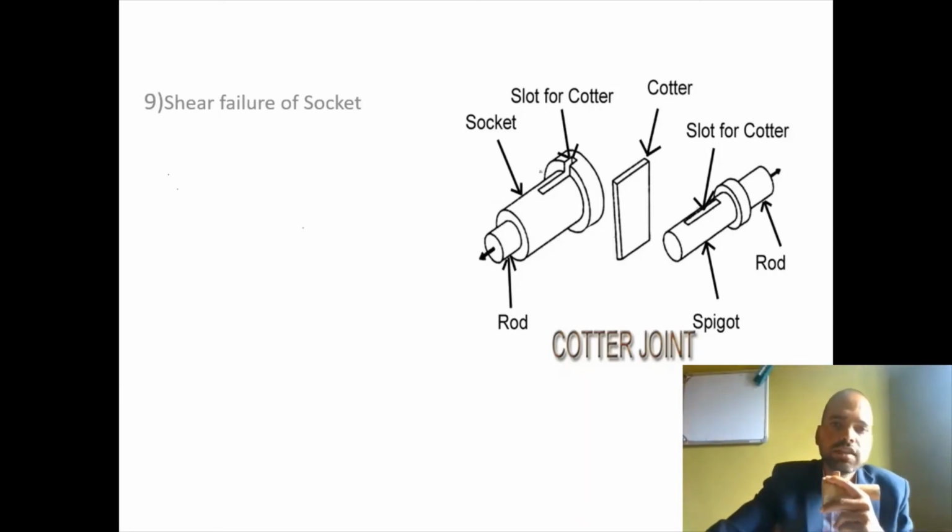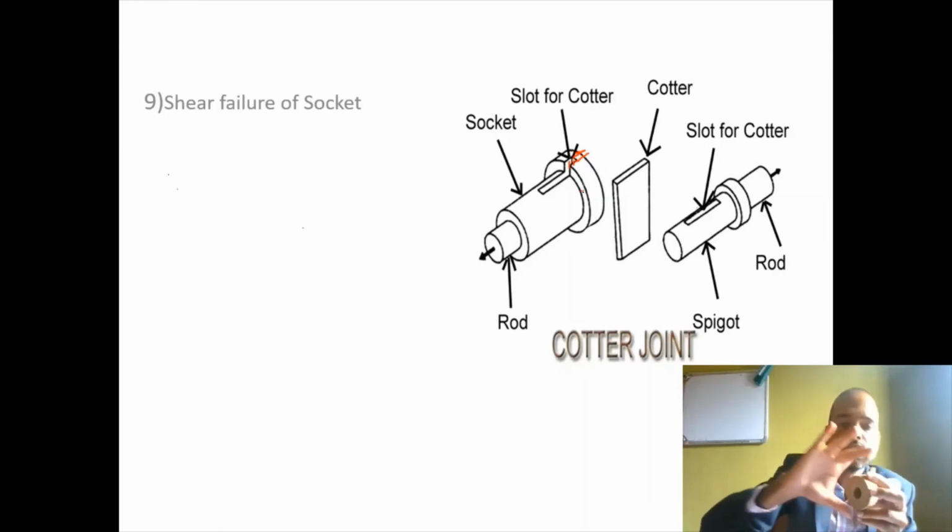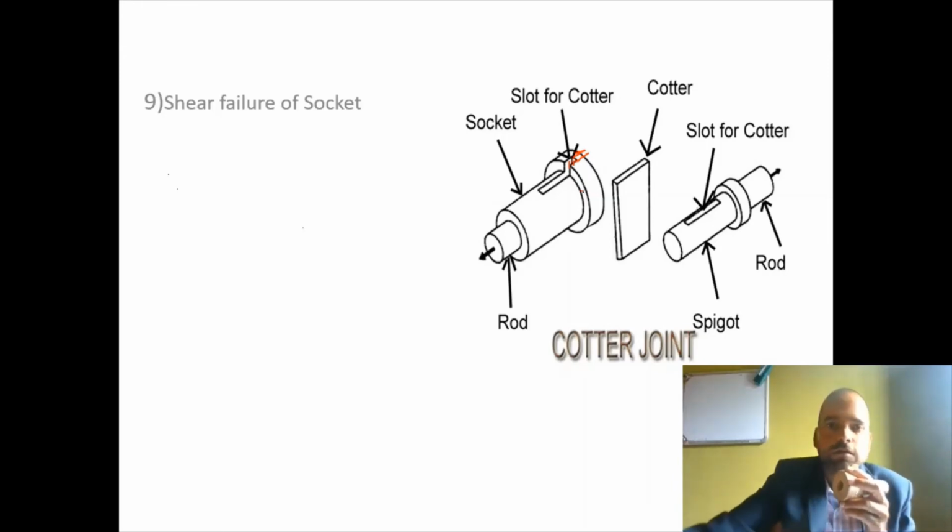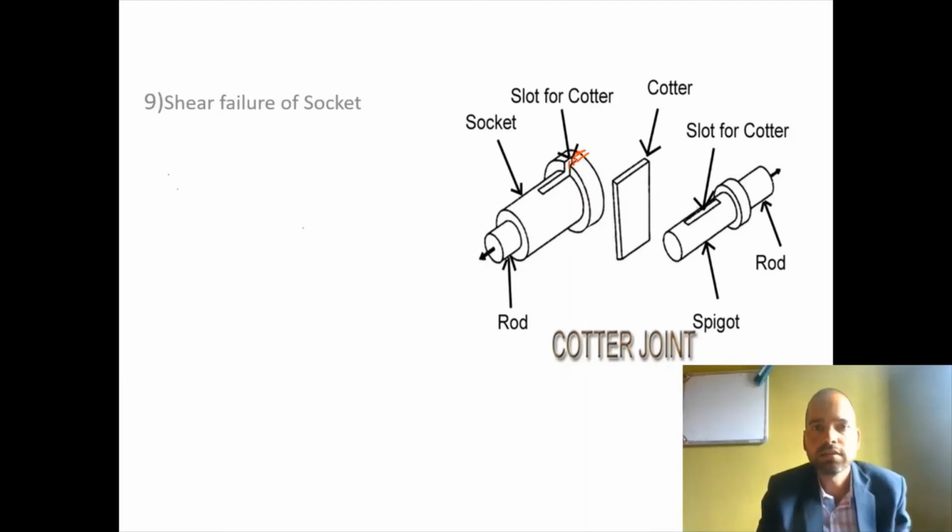Now if you see in this diagram, due to extreme crushing, this portion of the collar will get sheared off when compressive stress is increased on the collar, right? When this crushing increases, this cotter will try to come out of the collar of the socket. So if you imagine, this socket collar will get sheared off. So what is that shear failure?